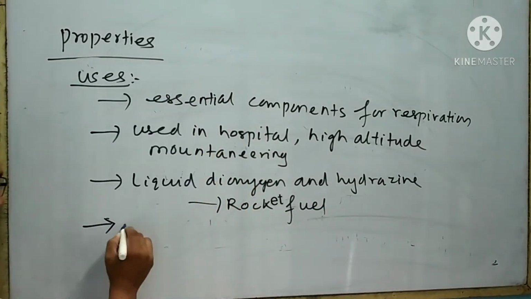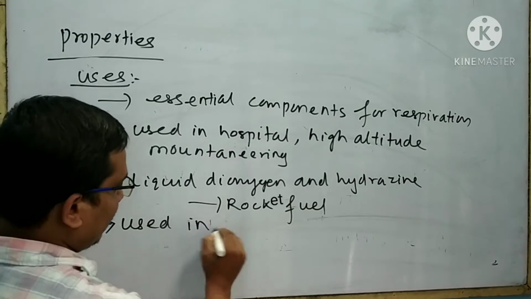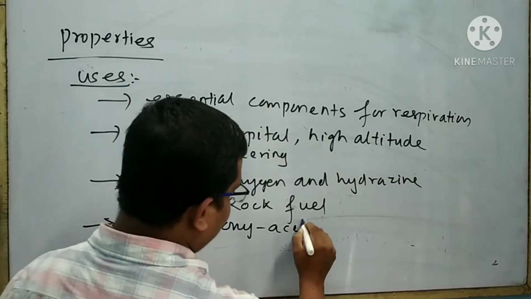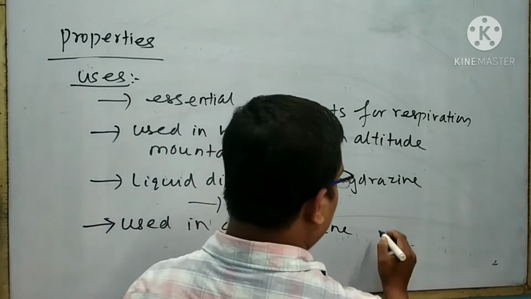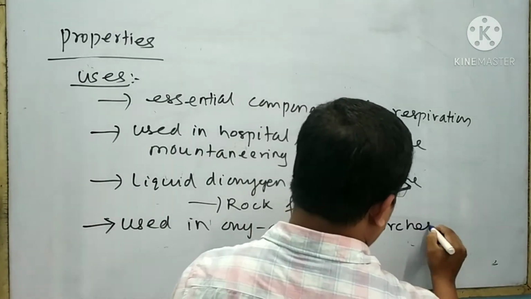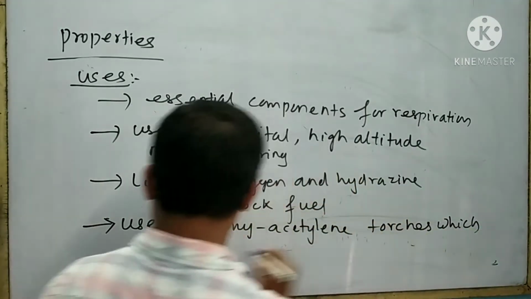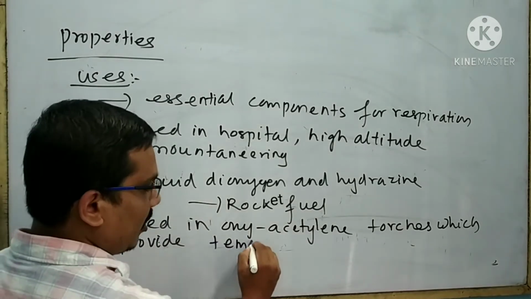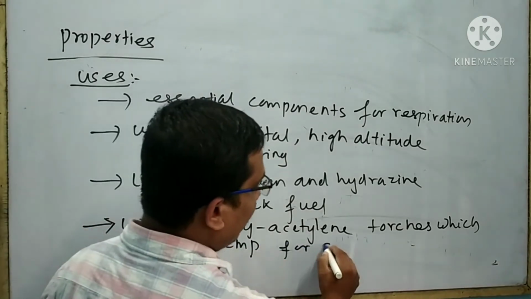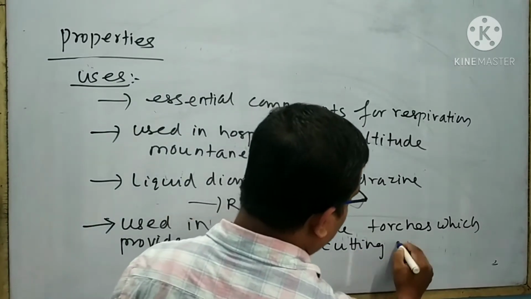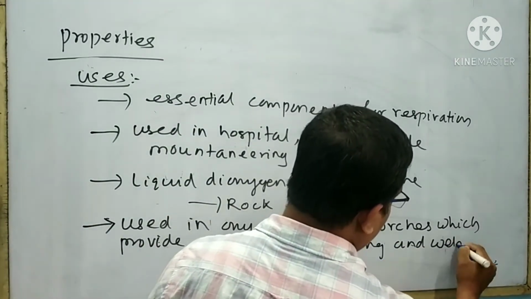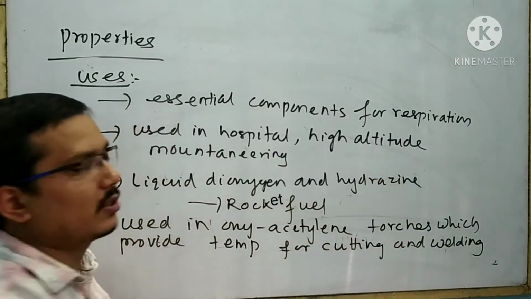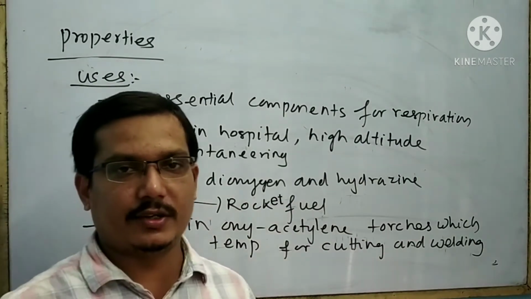Another use is in oxyacetylene torches, which provide the temperature for cutting and welding. These are the uses of dioxygen.